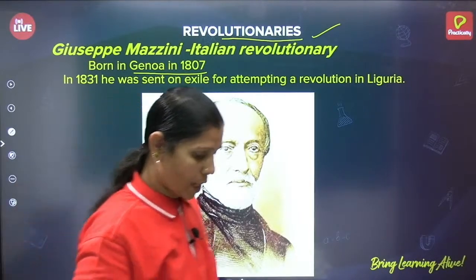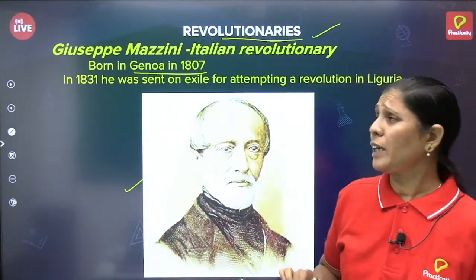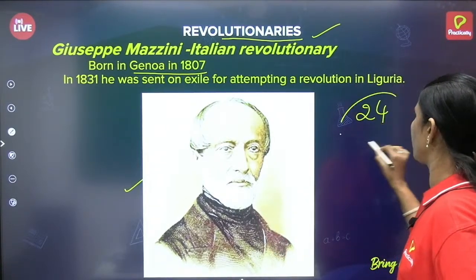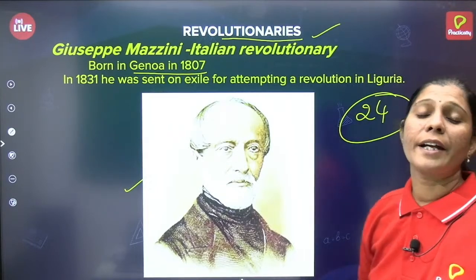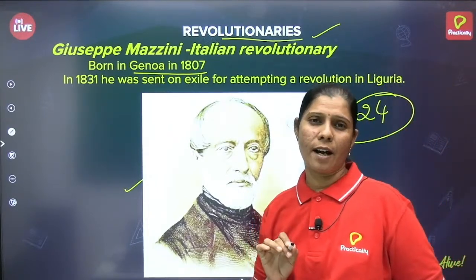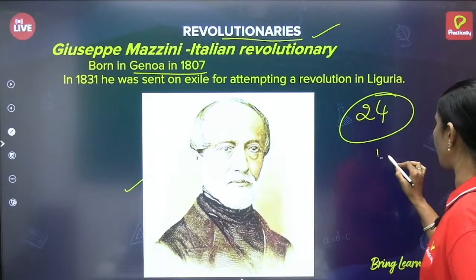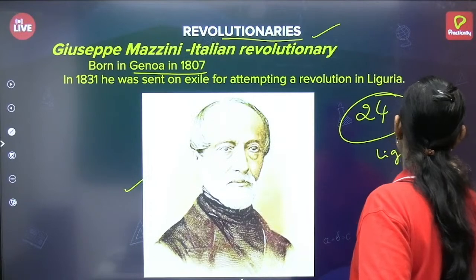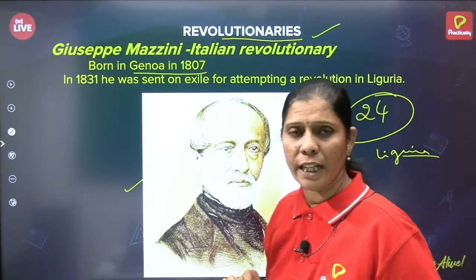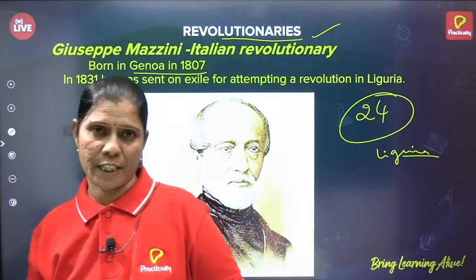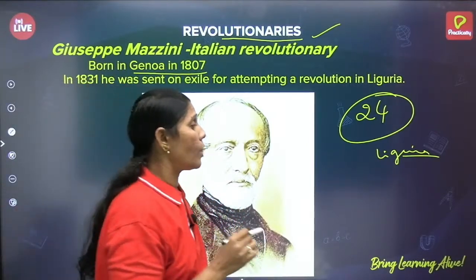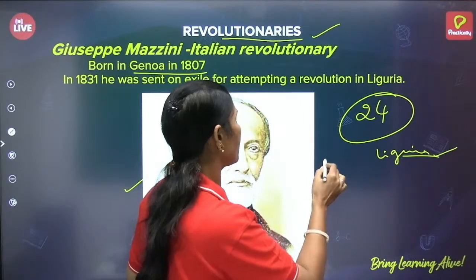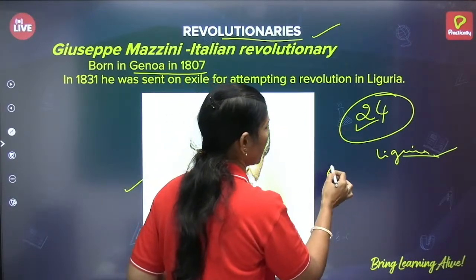Okay, so as soon as he was 24 years old, he attacked a place called Liguria. At Liguria, he went on with revolutionary activity, and for those revolutionary activities he attacked that place. For that incident, when he was 24 years, he was exiled from the country.